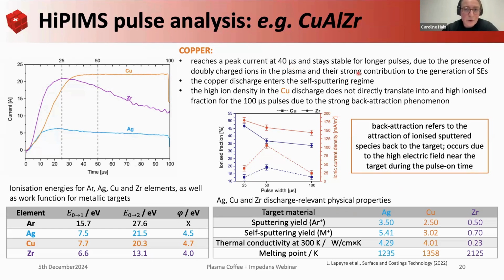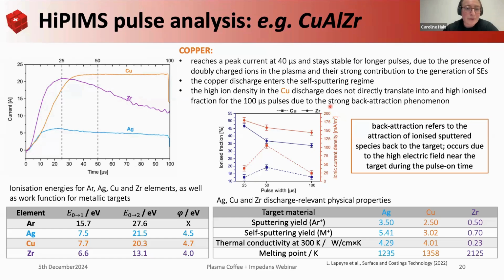In the case of copper, we can produce many doubly charged species, and they can contribute quite strongly to the generation of secondary electrons. So we have a lot of extra electrons present to sustain the discharge. And in the case of copper, what happens is that it enters the self-sputtering regime. So in this mode, we're sputtering copper with copper.